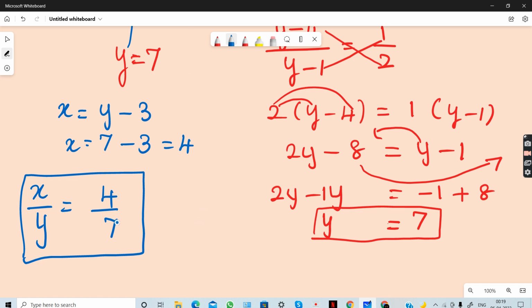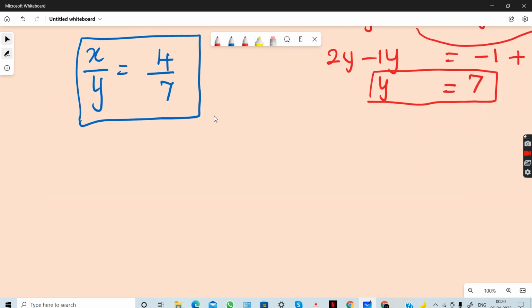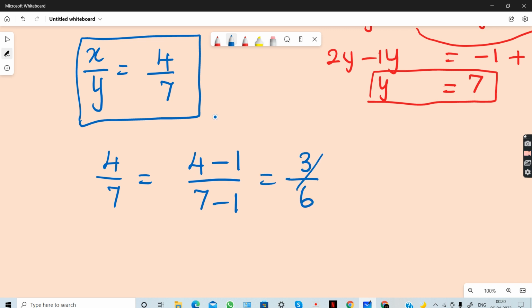Okay, students, can we check the answer now? How will you check the answer? By the sentences, what they said. The given fraction is like this, and if you subtract 1 from the numerator and 1 from the denominator, what do you get? 3 by 6, and if we divide, we get half. Wow, the answer is correct 100%.